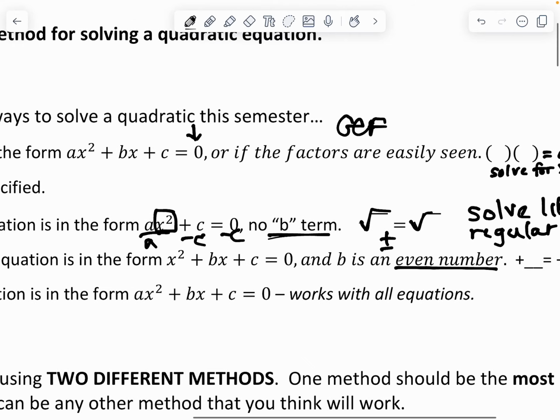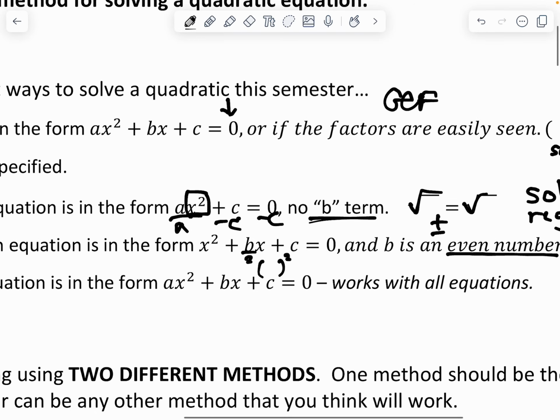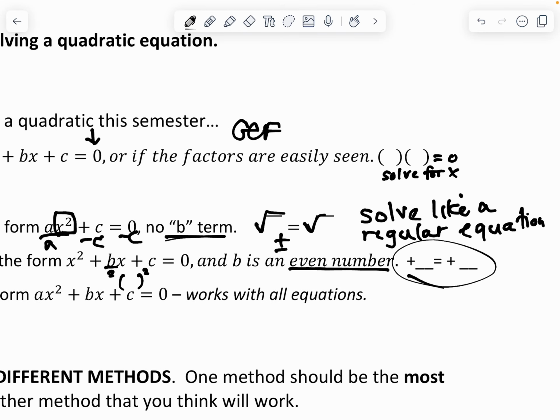Okay, so remember, to complete the square, we're going to divide b by 2. Whatever we get, we're going to square it, and we're going to do our plus blank, plus blank. So for these, we're going to have the plus blank and plus blank.